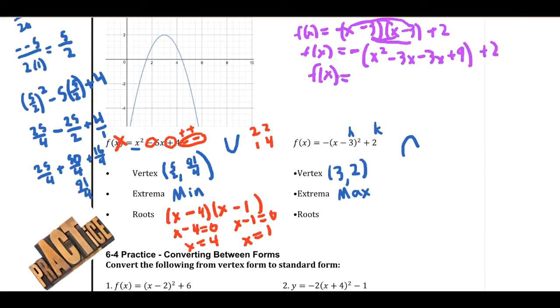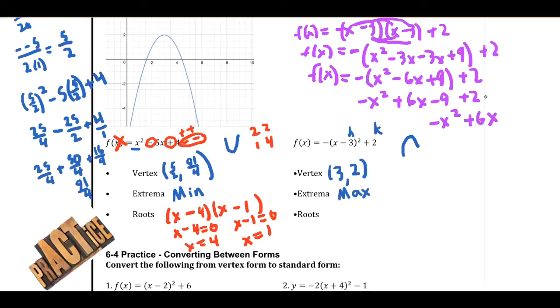Now I am going to go ahead and use the negative down here. Combine like terms, x squared minus 6x plus 9 plus 2. And I distribute my negative. That's going to give me negative x squared plus 6x minus 9 plus 2. So that's going to give me negative x squared plus 6x minus 7 is going to be what my function is.